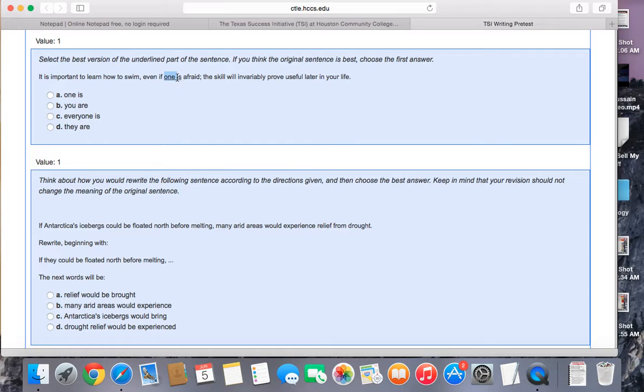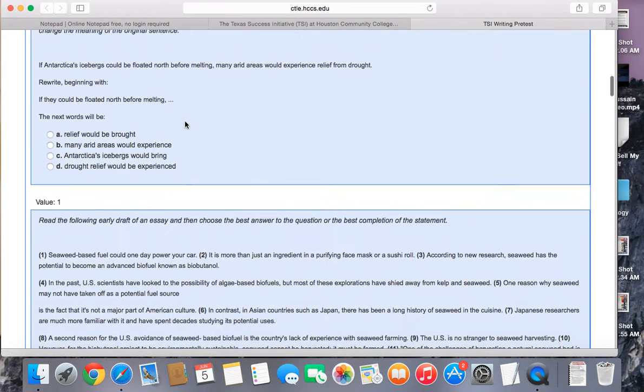You can say second person, so there should be like you, something like that. A second perspective, so you are, even if you are afraid. See? So it fits perfectly, and I didn't even have to look at the other ones. You want to take a look at them. Obviously, they are wrong, even if one is afraid. Even if everyone, plural, nope, plural, nope.